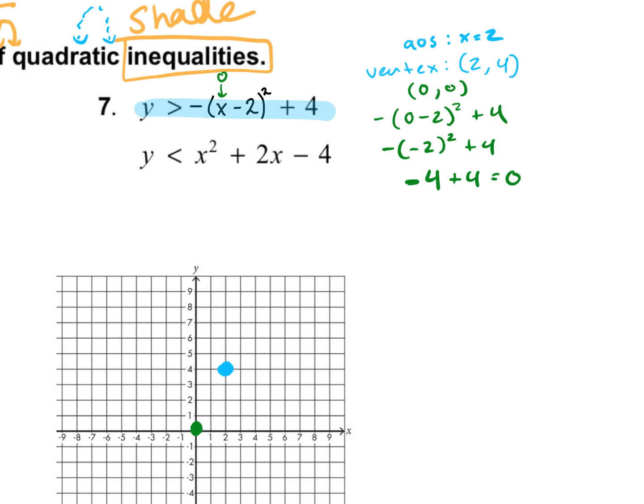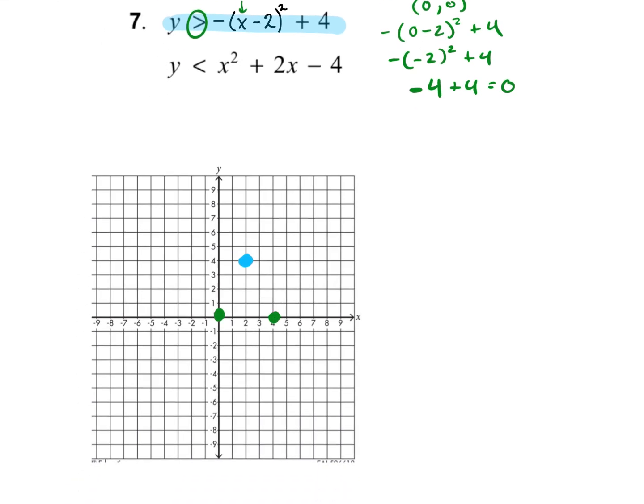Which means that we're going to have the same point on the other side of our axis of symmetry. Is my graph here going to be solid or dotted? Dotted, because it's just a greater than.